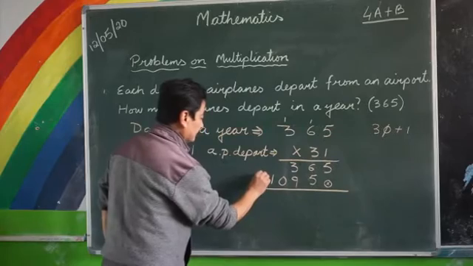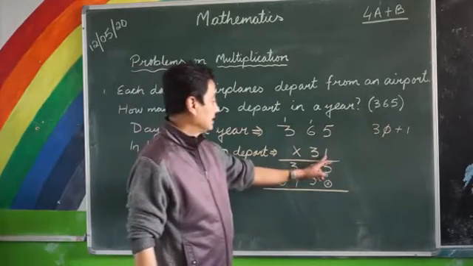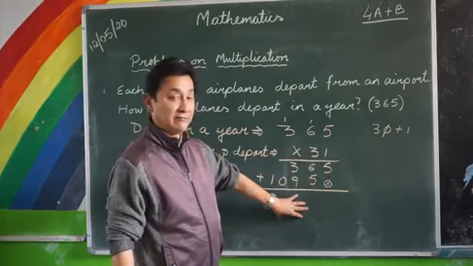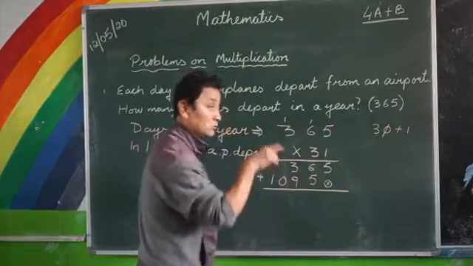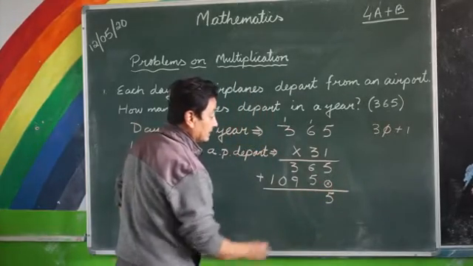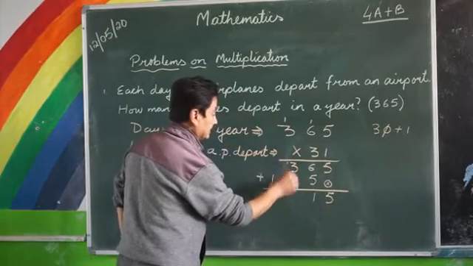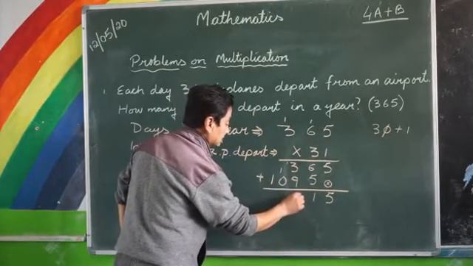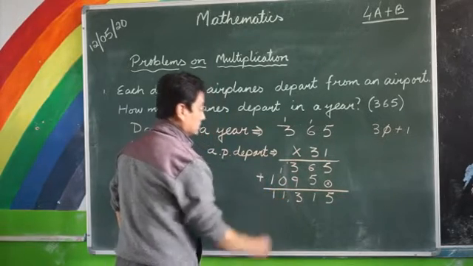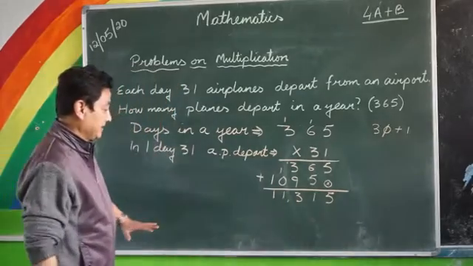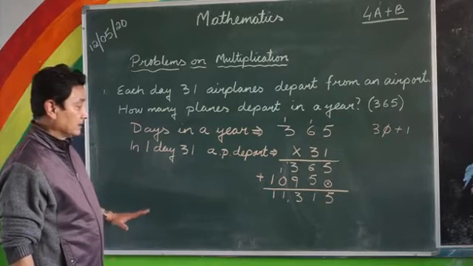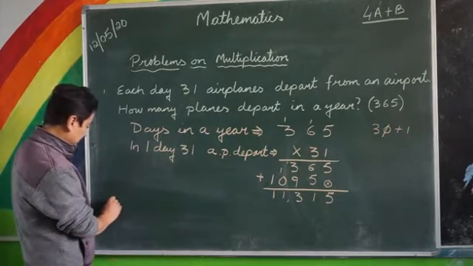Now to get the answer, we have to add. The first answer is this, the second answer is this. Both the answers we have to add here, and then we get the answer. The overall answer: 5, 6 plus 5, 11, carry 1, 10, 13, 1, 3, 1 plus 0, 1, and 1. So now we've got the answer, and we have to write it at the end. Okay? So we'll put 3 dots.